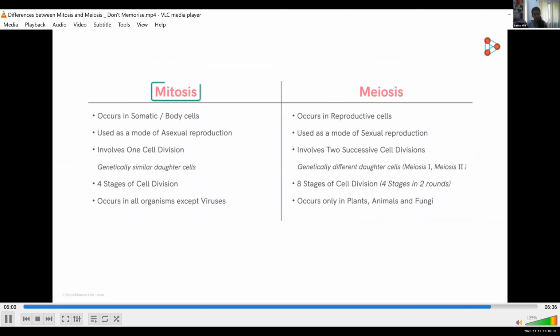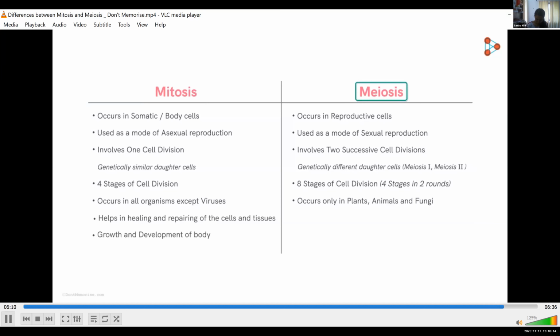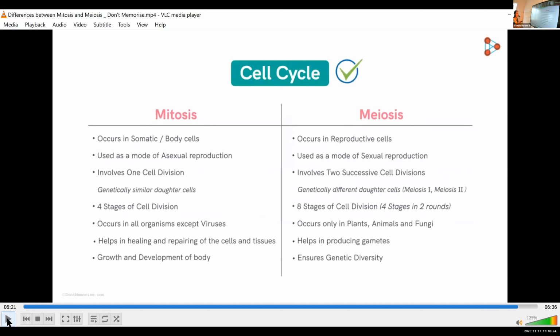Well, mitosis helps in the healing and repairing of the cells and tissues of our body. It's also responsible for the growth and the development of the body. Meiosis, however, helps exclusively in producing gametes. This ensures genetic diversity. And with this, we come to an end of the concept of cell cycle. You can take a screenshot of this slide. Okay, the major differences.